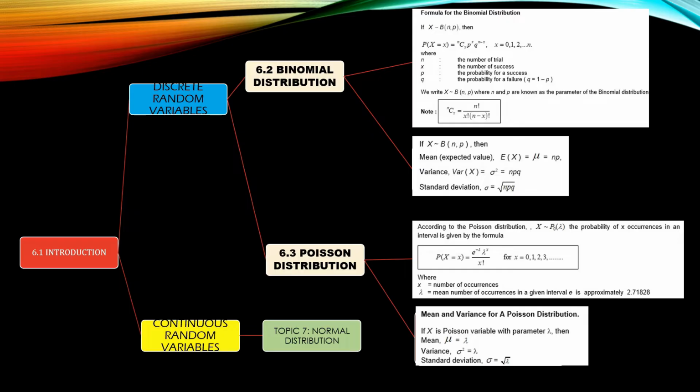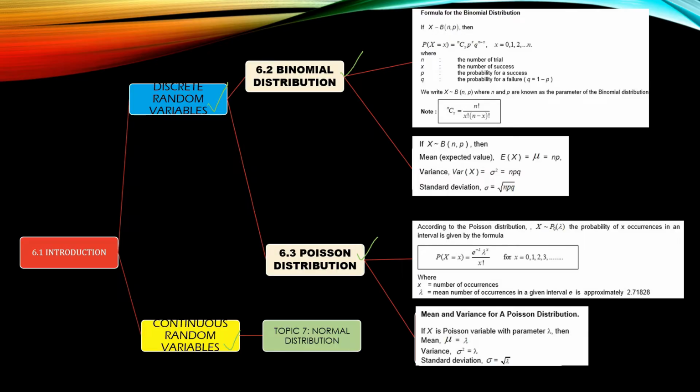First, we will learn about 6.1 introduction. Under this subtopic, we will know about discrete random variables and also continuous random variables. Under discrete random variables, there will be 6.2 binomial distribution and also 6.3 Poisson distribution. Whereas for continuous random variables, we will learn in detail in topic 7, which is normal distribution.